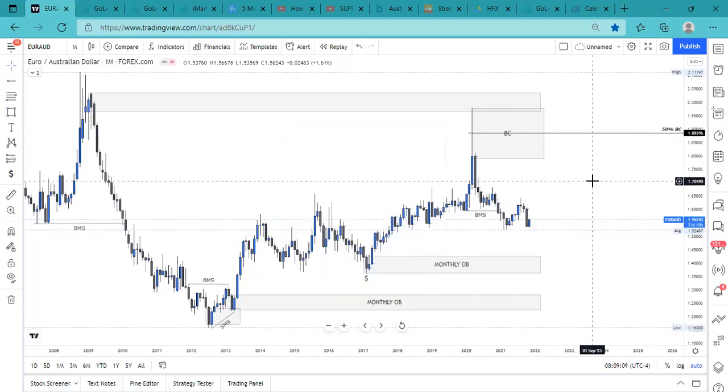Now this is our monthly chart for Euro AUD. Price is making a retracement down. We already have a break of market structure to the downside.